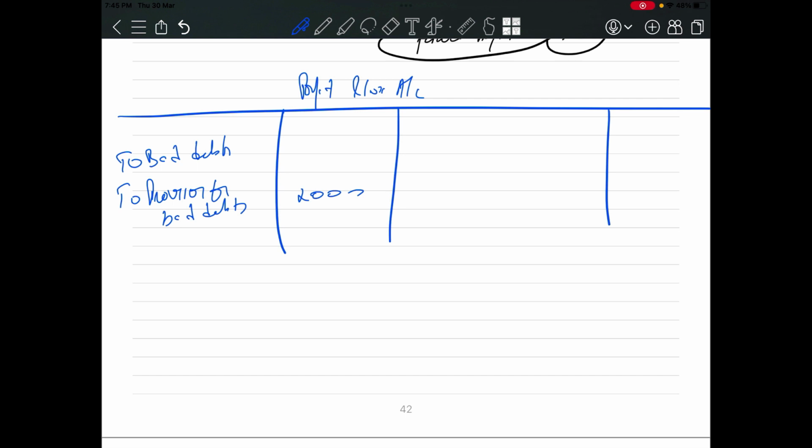Okay, now there may not be any bad debts. I've just given the example. Don't be confused that only when there is bad debts there will be provision for bad debts. That's not the case. I hope you have understood the concept of provision for bad debts.